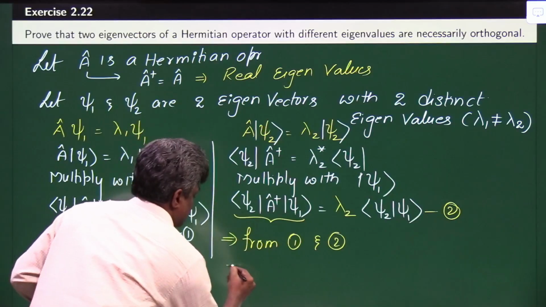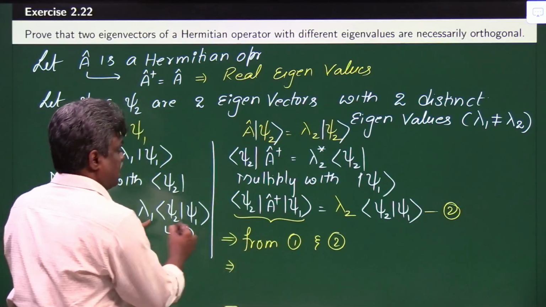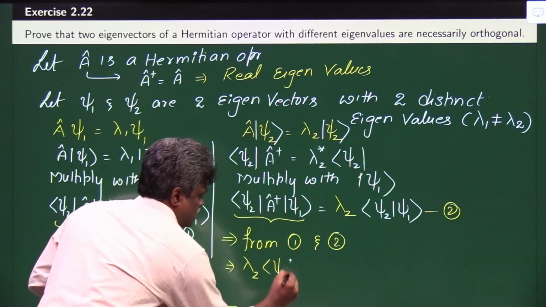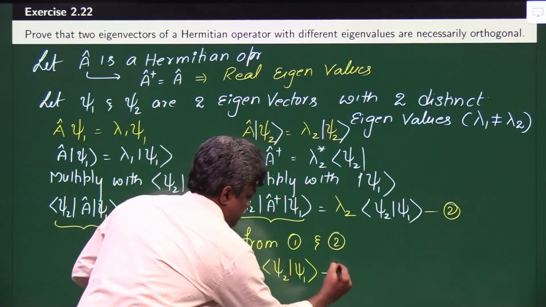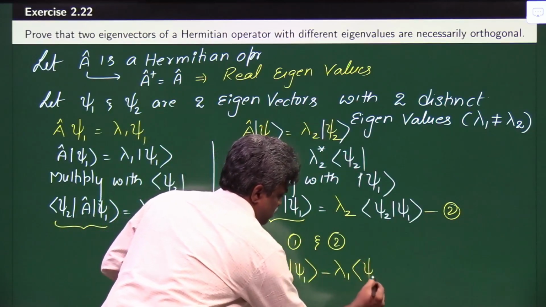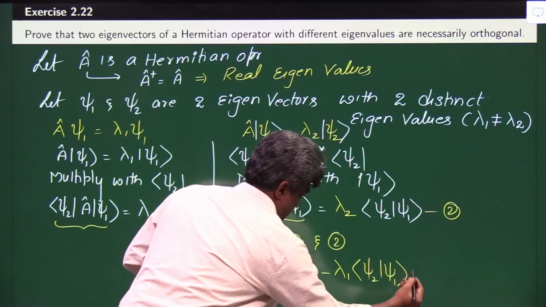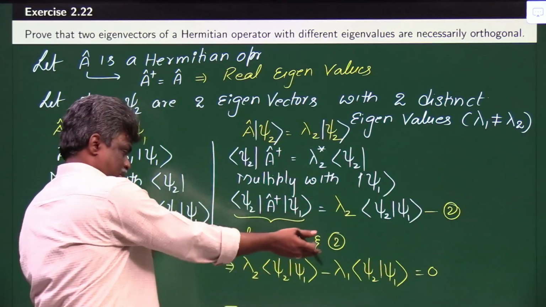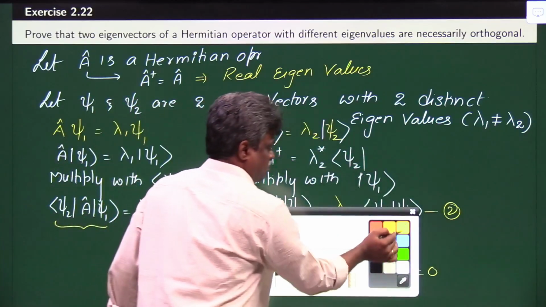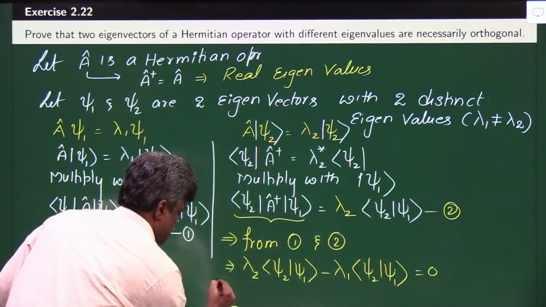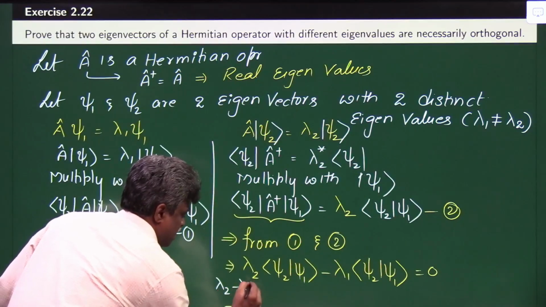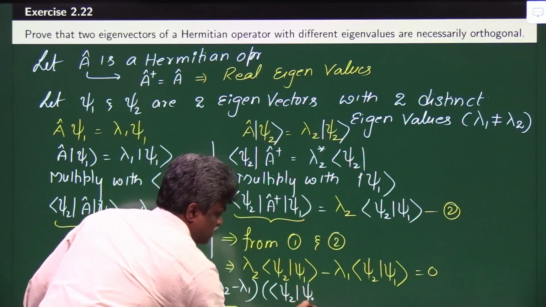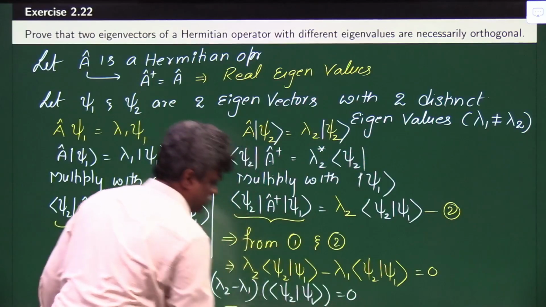we can say that the right hand sides are equal. That means lambda2 psi2 psi1 minus lambda1 psi2 psi1 equal to 0, because these two are equal. So we can bring one term to this side, and here finally we got lambda2 minus lambda1 into the inner product psi2 psi1 equal to 0.